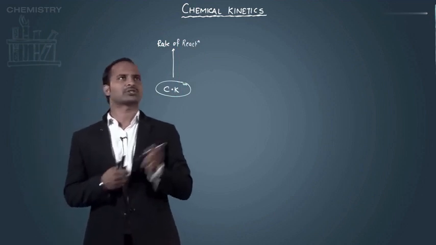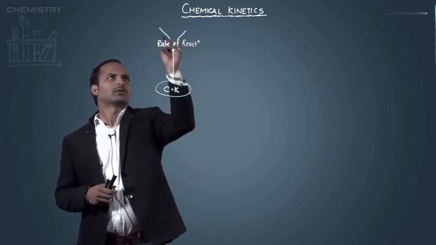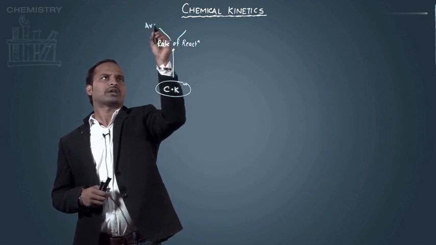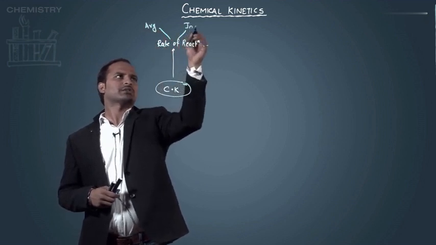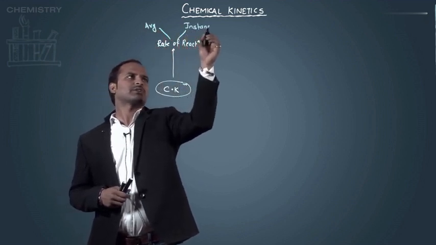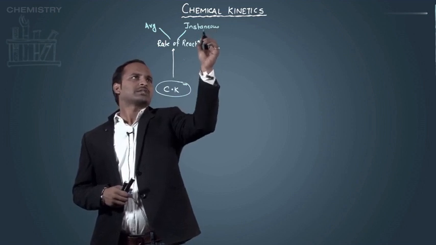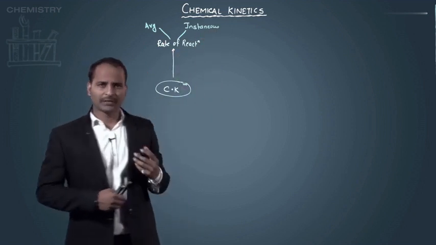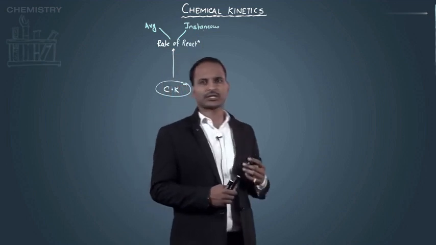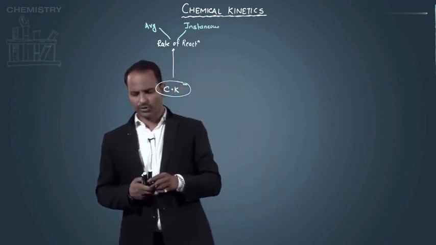In rate of reaction, we also did the two types of rate. One was the average rate of reaction, and the second was instantaneous. Average rate of reaction means the time interval is very large, while in the case of instantaneous, the time interval is very small.